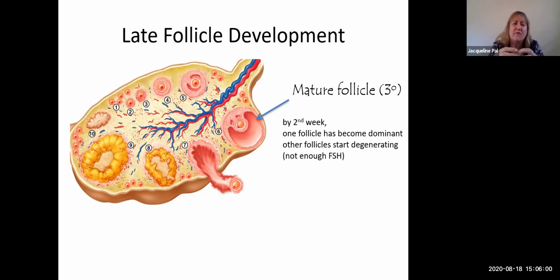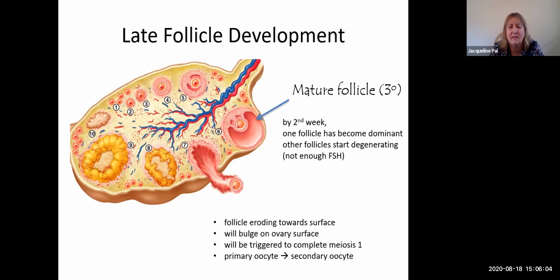So the tertiary follicle starts bulging on the surface of the ovary, as you can see in this picture. It's eroding through the ovarian stroma. Do you notice all this tissue that was here on the secondary follicle? It's all been pushed away. And it's the tertiary follicle that's going to get the trigger, because it's still a primary oocyte.